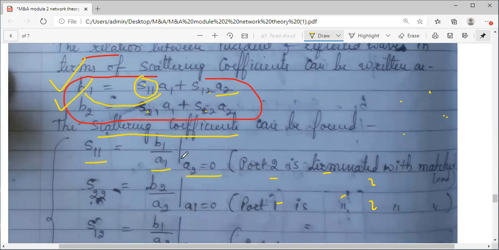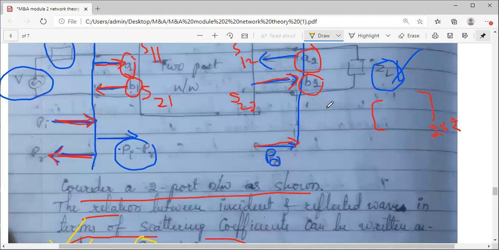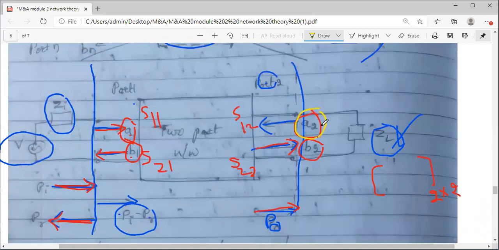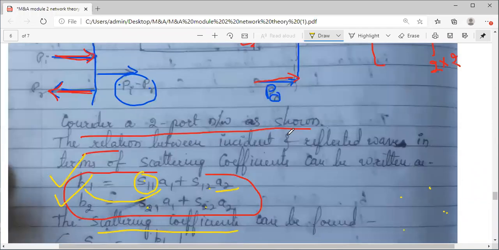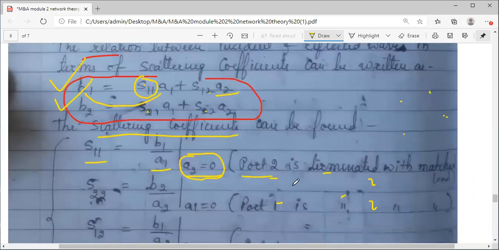What is the meaning of A2 equal to 0? What is A2? A2 is your incident wave at port 2. So A2 equal to 0 means port 2 is terminated with the matched load. That is the meaning, okay?